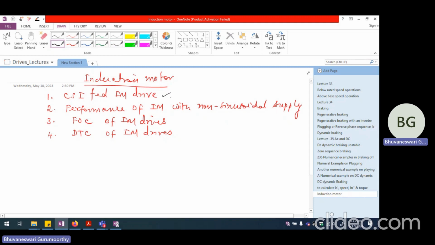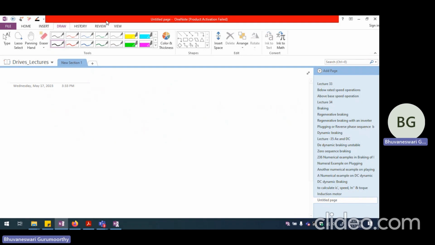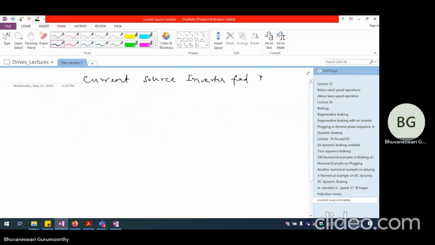And we will talk about performance of the induction motor when it is fed by a non-sinusoidal supply voltage or supply current. Then we would migrate to field-oriented control of induction motor drive, and after that we will look at direct torque control. So let us now look at current source inverter fed induction motor drive. That's what we are going to look at now.